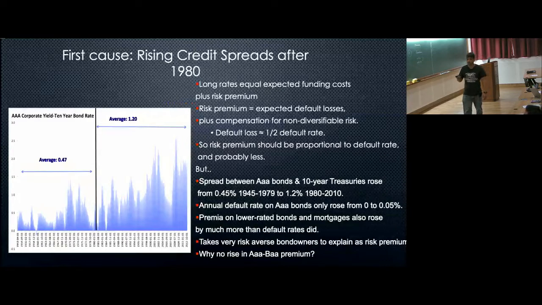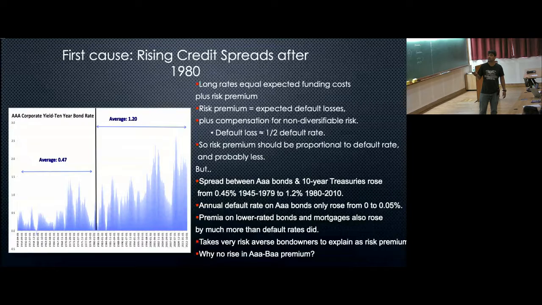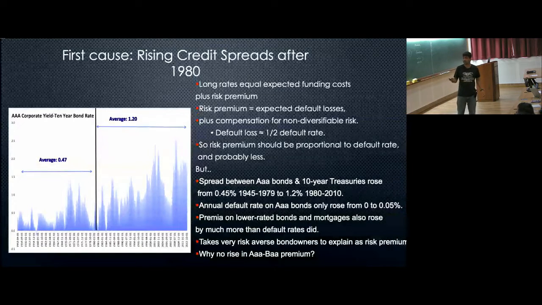Why is that? Because this risk premium should be reflecting some sort of default risk, right? And default on AAA corporate yields is very, very low. As it turns out, if you actually look through the math of this, the default loss is actually half of the default rate. And what we saw was, in fact, the annual default rate rose from 0 to 0.05%. So there was very, very little increase in the default rate, right?